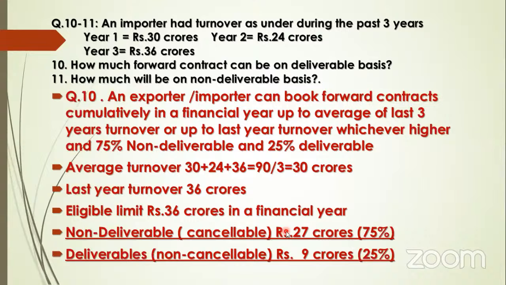Sir, profit within these 27 crores is given to the customer and the remaining profit will be taken? Yes. When he has exhausted the 27 and is now under the 25% component, if he cancels a forward contract and that cancellation results in profit, the profit will not be given to the exporter or importer. The profit will be retained by the bank.